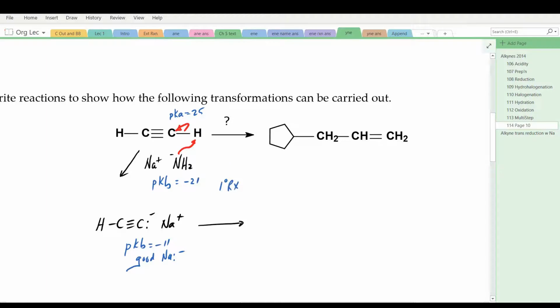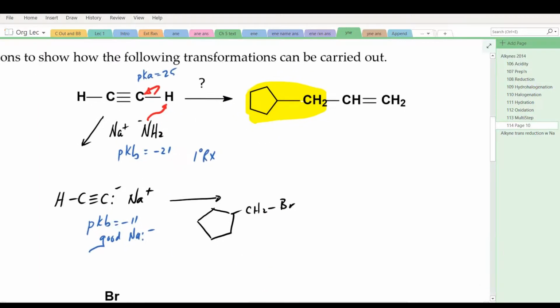It'll undergo a substitution reaction. We need to add this carbon group to our alkynide. So we'll do that as a halide. That's a primary alkyl halide. As a point of interest, how would we name that?